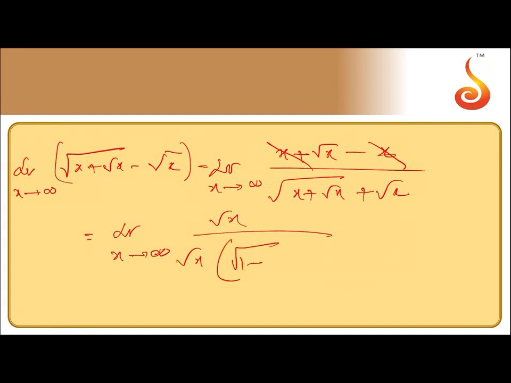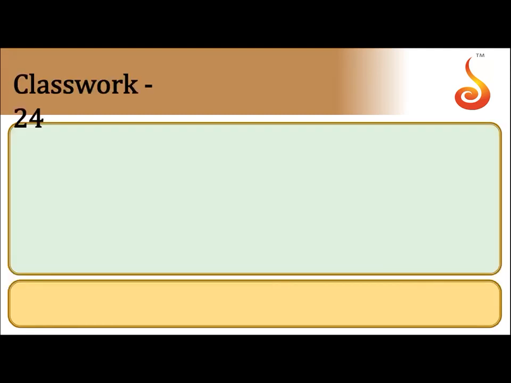Now take root x common as x tends to infinity. Root x by root x, when you take x common under the square root, we get 1 plus 1 by root x, plus 1. As x tends to infinity, 1 by infinity goes to 0. These two get cancelled. That is equal to 1 divided by root of 1 plus 0, plus 1. So the answer is equal to 1 by 2.